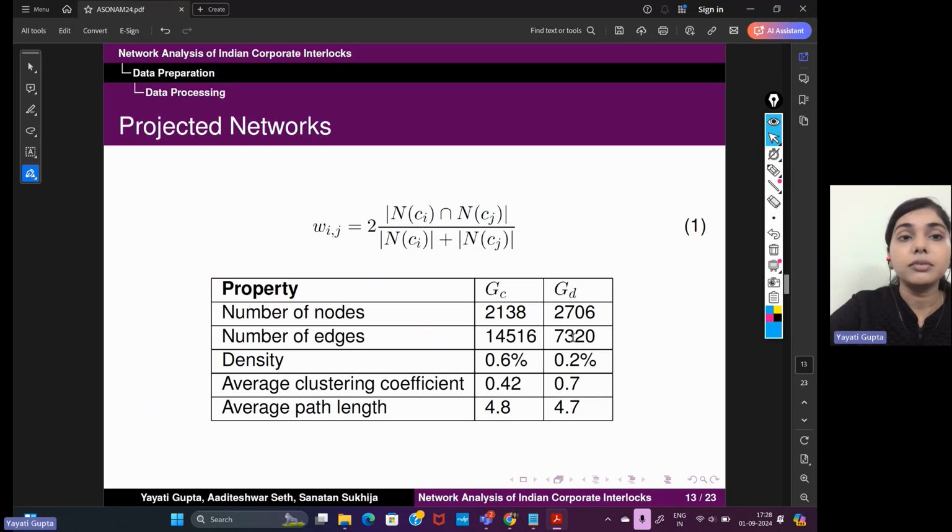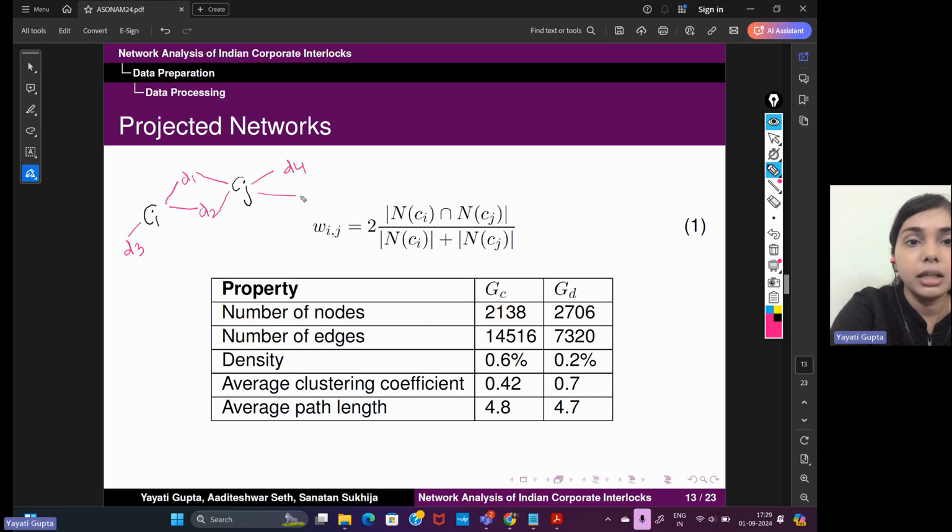To study it further, we have created two projections of this network, separately for the company nodes and for the director nodes. As an example, let's say there are two company nodes, CI and CJ, and these two companies might have some shared directors. Let's say CI has D1, D2, and D3 on its board of directors, and CJ has D1, D2, D4, and D5 as the board of directors.